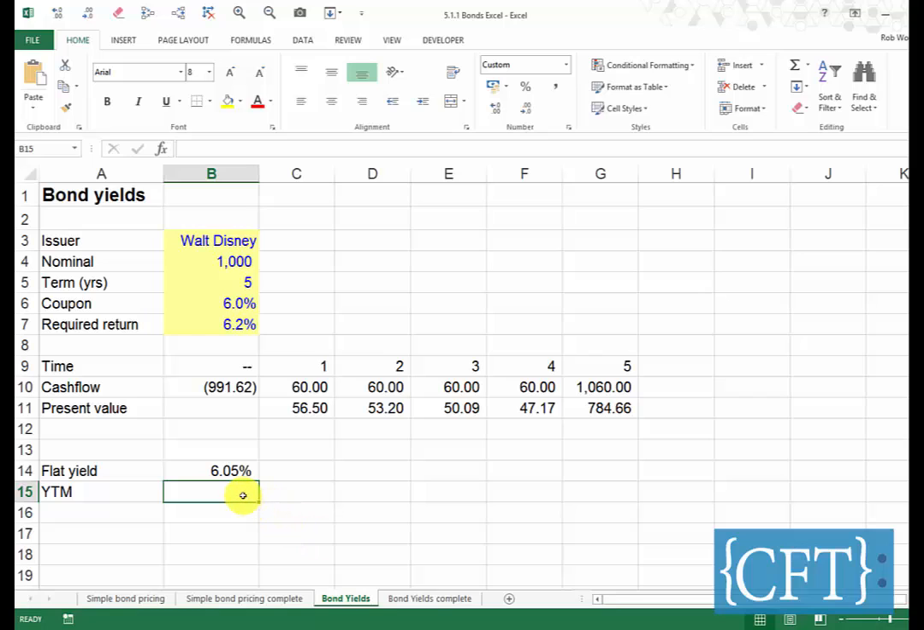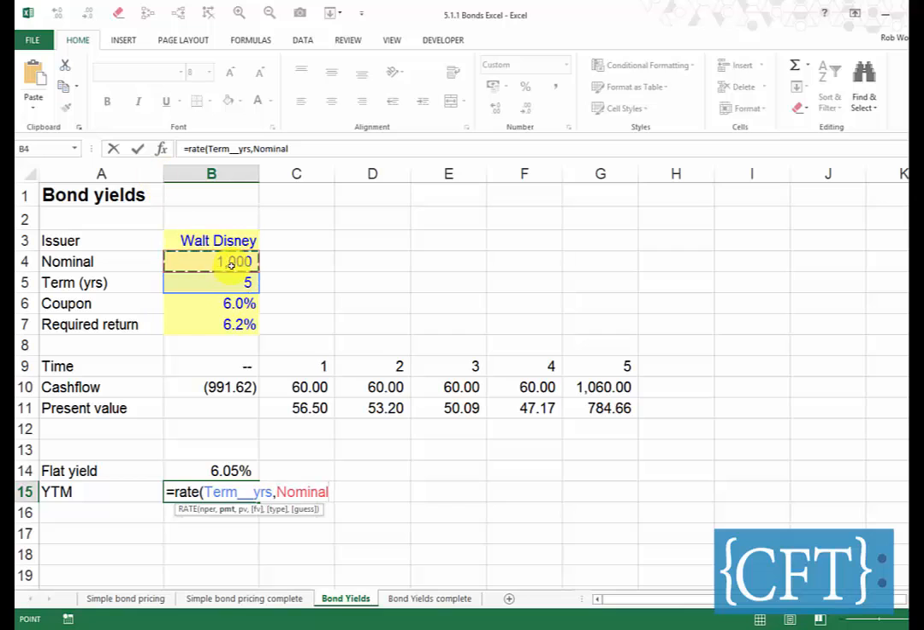And so all I want to do now is to work out this yield to maturity. Now there are numerous ways in which we can do this. For our purposes, we're just going to use a function within Excel called rate. And this time the rate comes up with the number of periods, which is 5 years. The payment is the regular payment, which in our case is the nominal multiplied by the coupon.